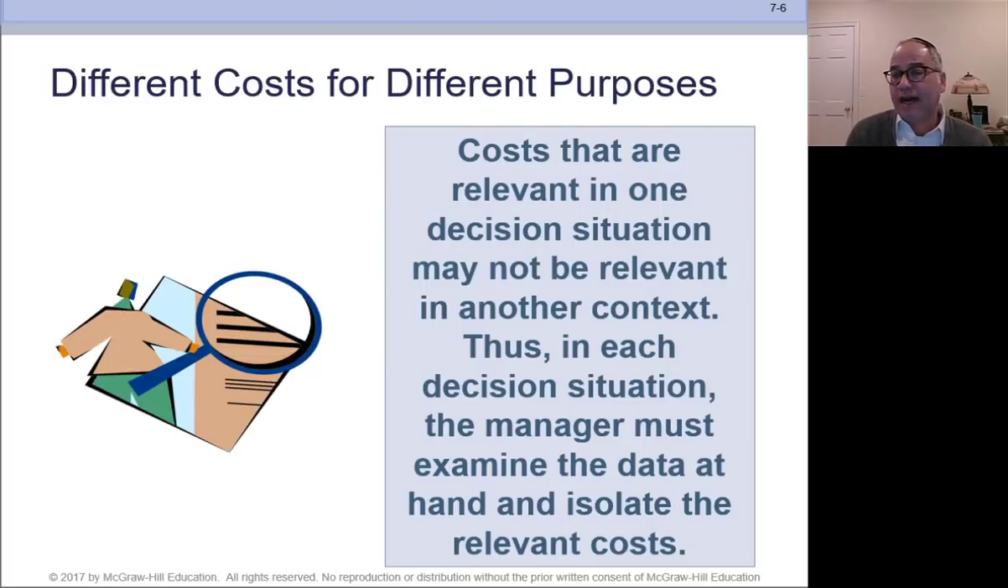And remember that every situation is different. So costs that are relevant in one decision situation may not be relevant in another. So in each situation, you have to look at the data very carefully and isolate the relevant costs.